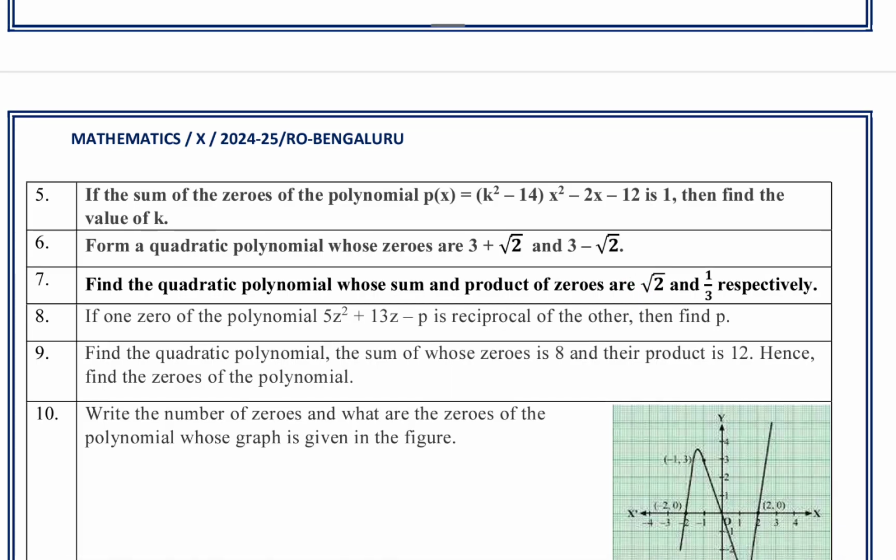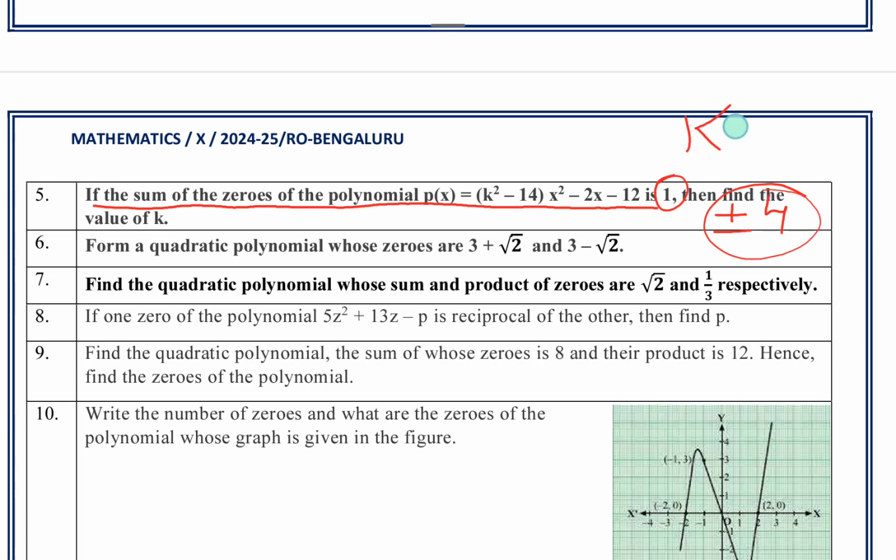Here also we can find the value of k. If the sum of the zeros of the polynomial p of x equals (k square minus 14) x square minus 2x minus 12 is 1, same as usual, the way we solved the first problem, we can solve here. Then find the value of k. The k is plus or minus 4.